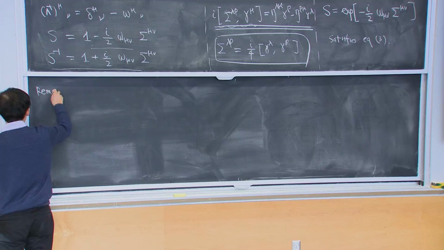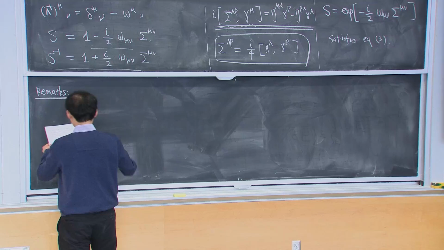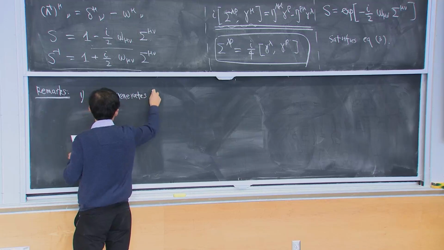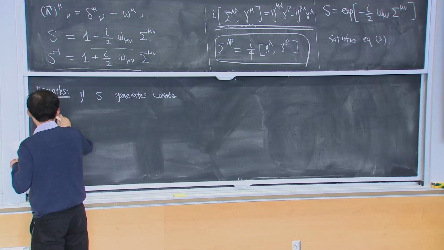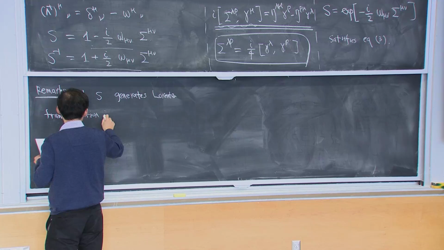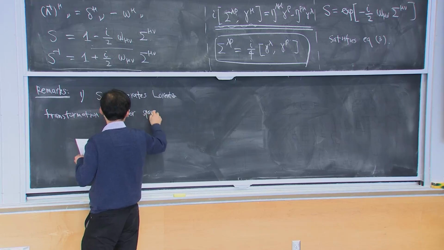So now let's make some remarks. This S just generates a Lorentz transformation in spinor space, okay? Because it only acts on this alpha and beta, okay?